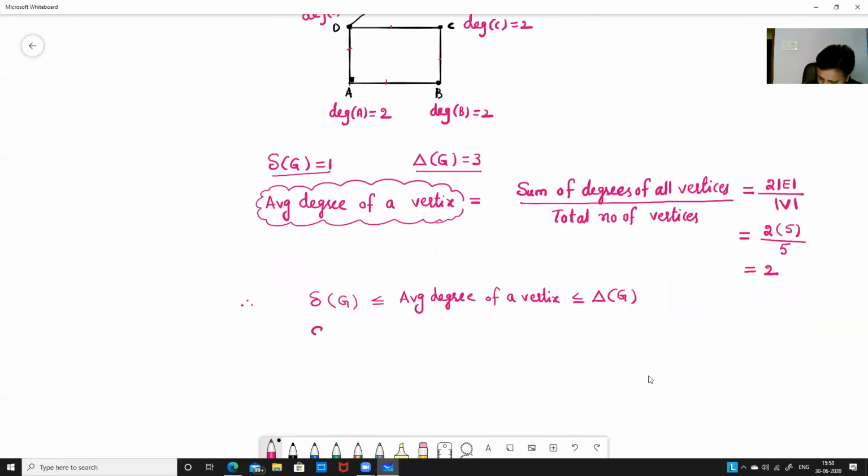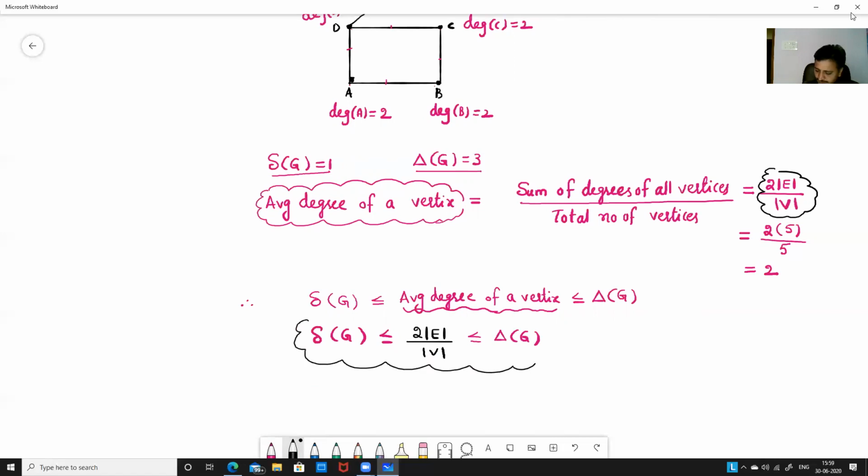If I continue, small delta of G is less than or equal to the average degree of a vertex. What is its value? We have already written that: 2 times E by the number of vertices, less than or equal to capital delta of G. So this formula is also a most important formula in order to evaluate workout examples. Please remember this formula.